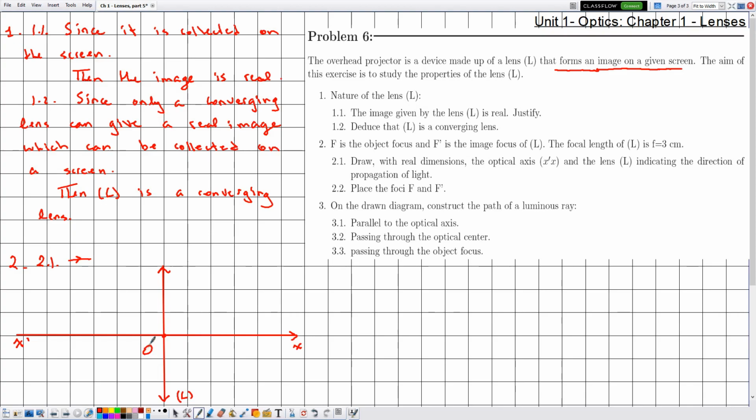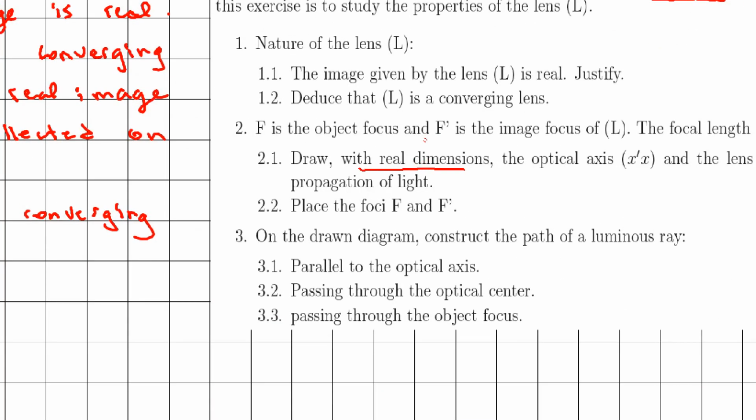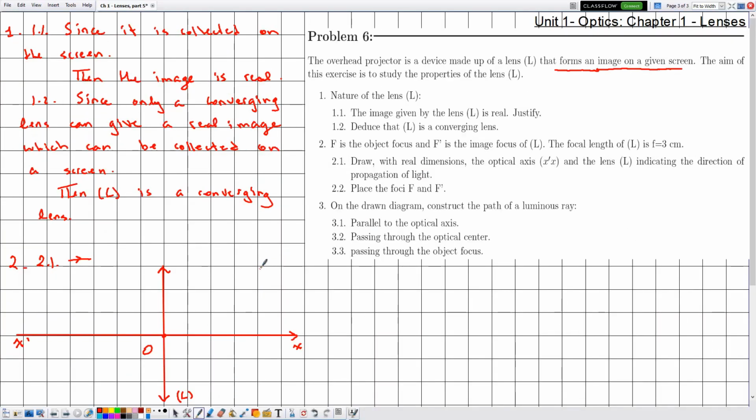Okay, and now we need to indicate the scale. Here they told me with real dimensions. So real dimensions means that 1 centimeter along the x-axis and 1 centimeter along the y-axis. So this is it for part 2.1.